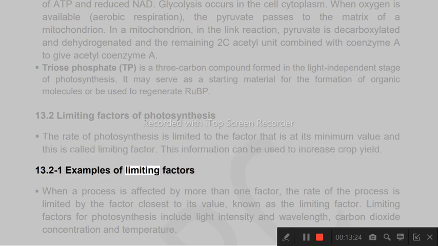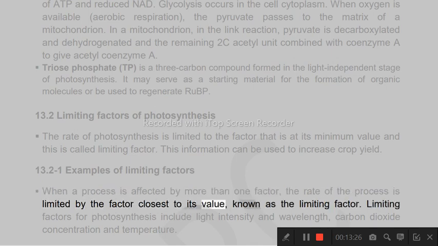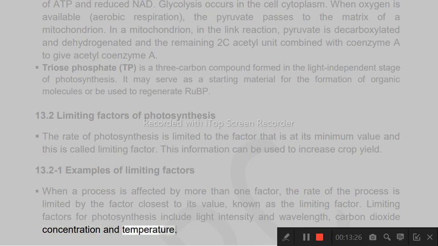13.2-1 Examples of limiting factors. When a process is affected by more than one factor, the rate of the process is limited by the factor closest to its minimum value, known as the limiting factor. Limiting factors for photosynthesis include light intensity and wavelength, carbon dioxide concentration and temperature.